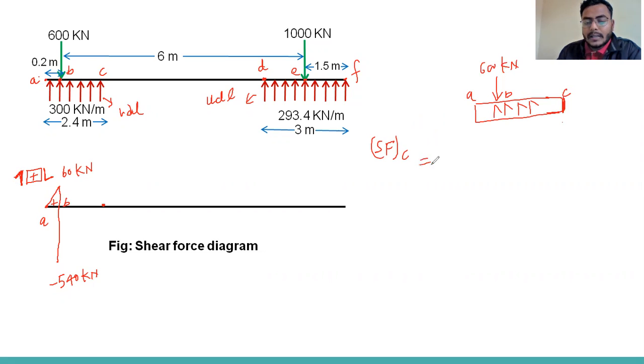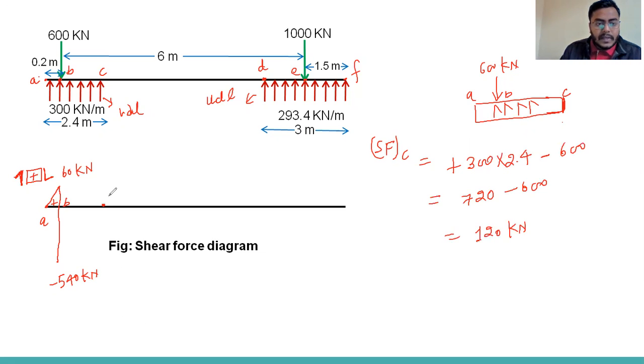Okay. So we can calculate positive 300 into what is this distance A to C, 2.4 minus 600. So what you will get? 720 minus 600, that is plus 120 kilonewton. So you can find here we get plus 120, this value I'm getting here. So here is 120 kilonewton plus.